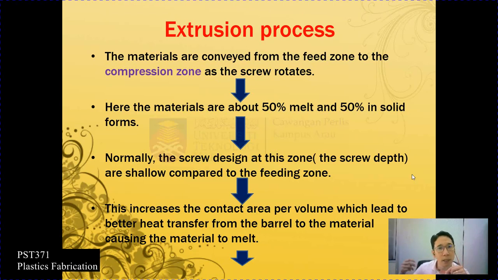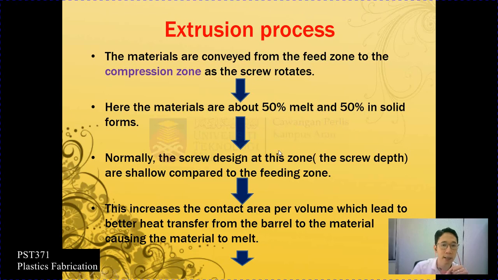Shear the solid material, about 50% melt and 50% in solid form. Okay, during the compression, it converts that solid into a melt form. Okay, normally in the screw design at this zone, the screw depth is shallow compared to the feeding zone. Okay, so the gap between the barrel and the screw itself is very narrow. Okay, so sempit. So awak introduce the compression. Okay, and shearing effects to produce a melted material.